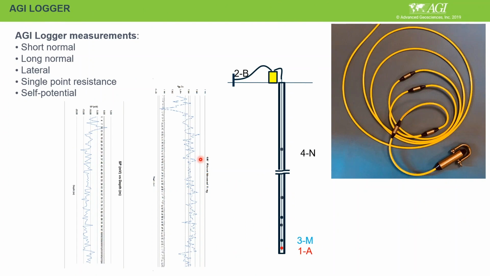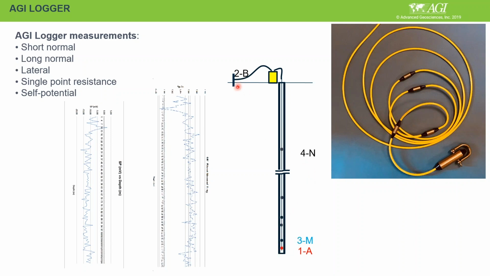Another one is what we call the logger, which is also a 4 electrode measurement. We do have the AGI logger cable that permits short normal, long normal, and lateral log measurements. You can also do single point resistance or self potential measurement. Here you can see this; let me describe the cable first. This cable has these electrode configurations designed in. Typically each time you use 4 electrodes.